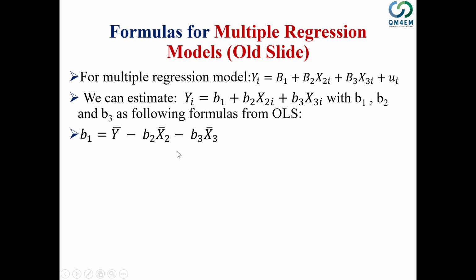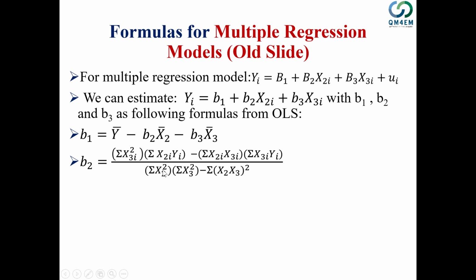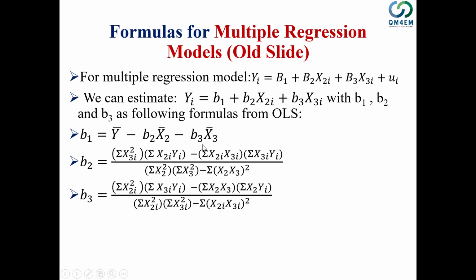If you want to estimate b1 from your data, all you have to do is take the mean of the dependent variable and then subtract b2 multiplied by the mean of x2, where b2 comes from another formula. Then you subtract b3, which is from another formula, multiplied by the mean of x3, and that will give you b1.